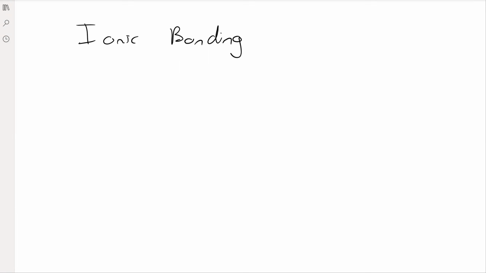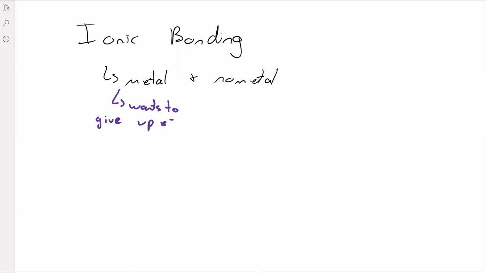All right, so let's take a look at ionic bonding. So remember, in ionic bonding, we have metals and nonmetals. And remember that metals, they want to give up an electron, or at least it's easy to remove an electron. Whereas a non-metal, they don't want to give up their electrons. And in actuality, they actually want more electrons, right? Think about our non-metals. They generally have a negative charge to get that filled octet.